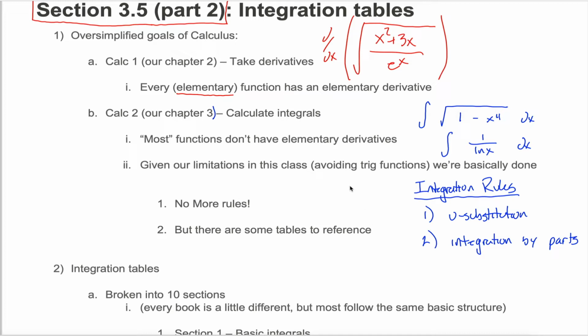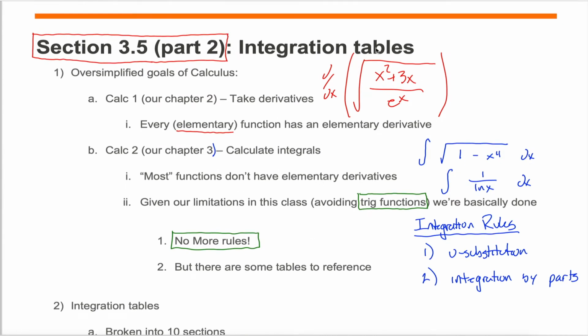And if you're wondering, the reason we're not going to get into these identities is because we're avoiding trig functions in our class. So things like sine and cosine and tangent, if you've seen those in another class, because trig isn't a prerequisite for our business calculus class. All that to say, we're essentially done with rules in our class, meaning we essentially know how to integrate everything that we're going to learn how to integrate.